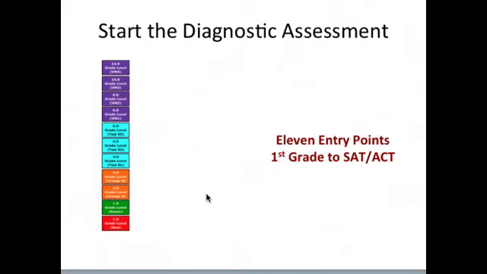Now, the diagnostic assessment has 11 entry points, and what we're going to measure is your student's current academic English reading frustration level. What is their ceiling, so to speak, at this moment in time, ranging from beginning first grade all the way up to SAT, ACT level material. Now, our red level is beginning first grade, our green level is ending first grade, beginning second. Orange A is solid second grade, orange B is solid third grade, teal A is beginning fourth, teal B is ending fourth, teal C is fifth grade, then we have 6th, 8th, 10th, SAT, ACT level material.